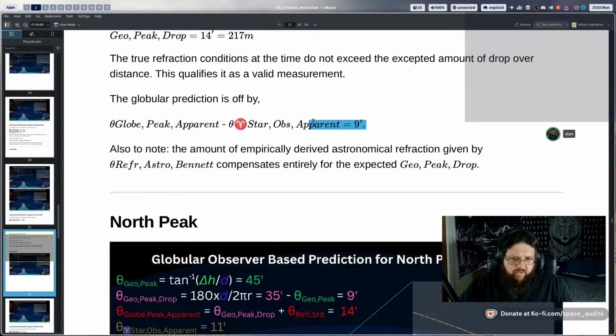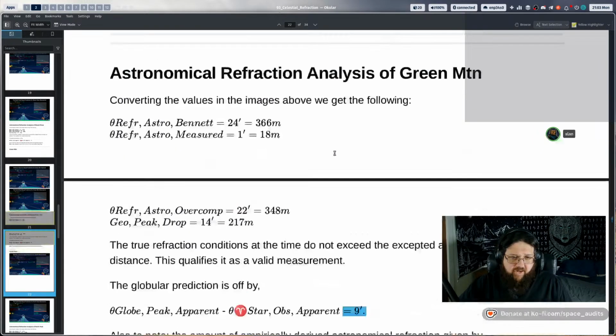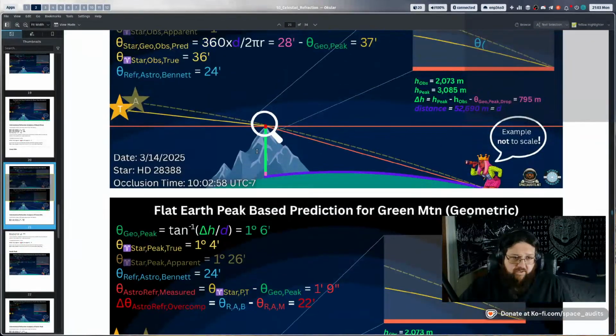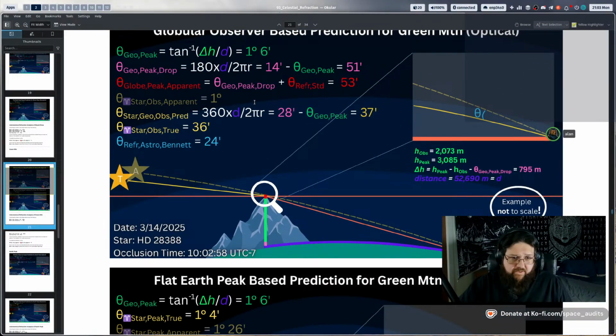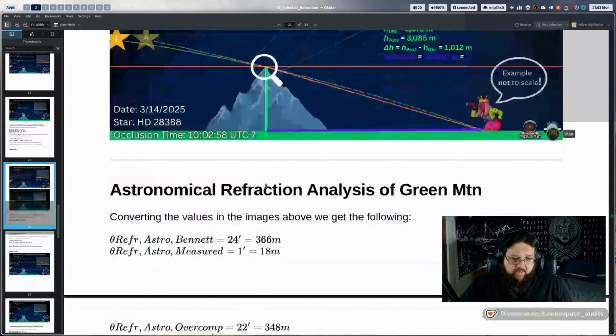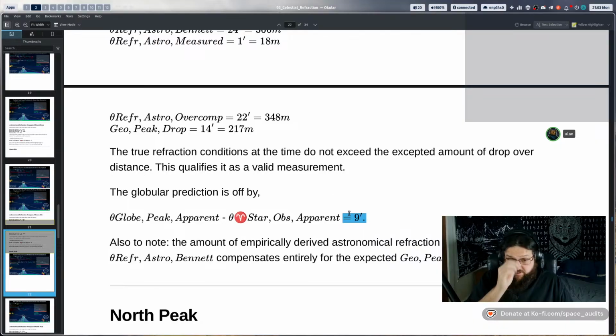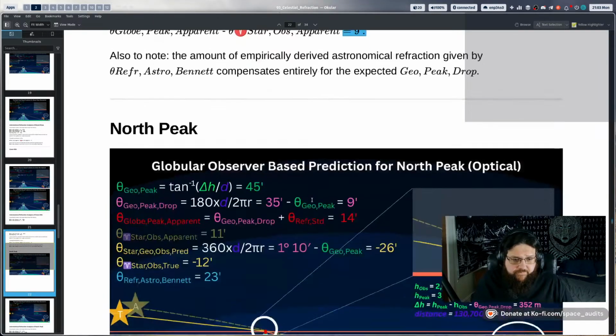All right, and then the apparent separation there is 9 arc minutes this time. So when we look at the hypothesis of the apparent to the true there, it's off by the worst amount that it's been to date, which is the 9 arc minutes there.